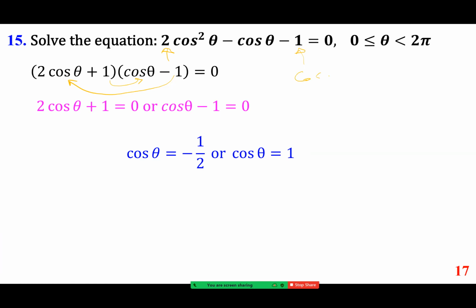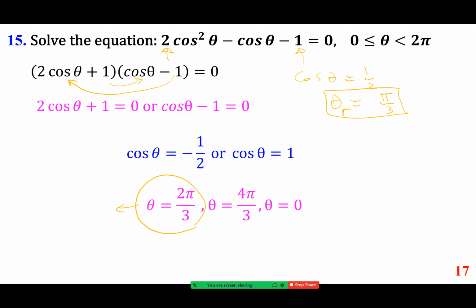So if cosine theta is 1/2, for just one solution, in the first quadrant it is pi over 3, right? And that's your reference arc. Now, we want it to be negative, and we know cosine is negative in the second quadrant and in the third quadrant. So for the second quadrant, we write pi minus the reference arc.